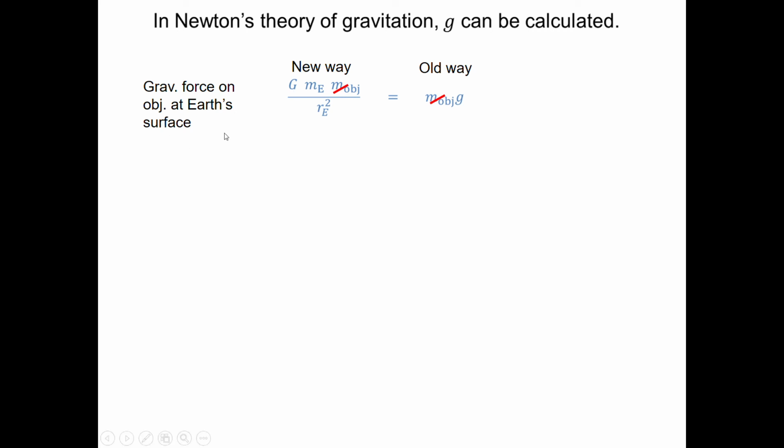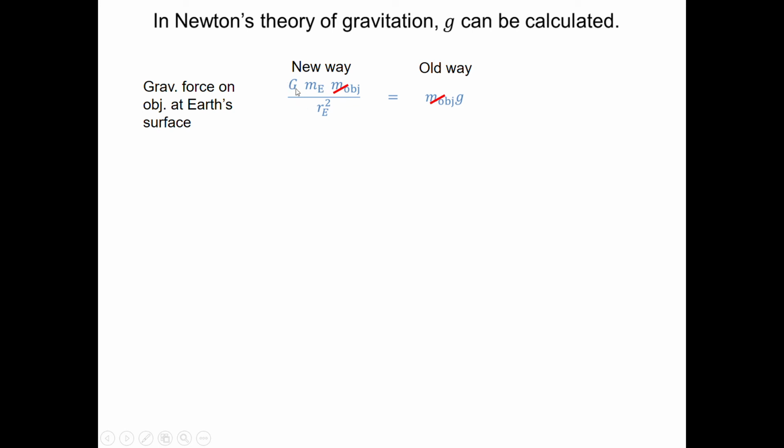So what we're going to do to determine this value for little g is calculate the force. If we imagine letting an object of mass, we'll call it m object, go and free fall towards the Earth, let's calculate the force on it. One way we could calculate the force is the old way. We know the force on it was just the mass of the object times little g. But let's also calculate it the new way, which is G m1 m2 over r squared.